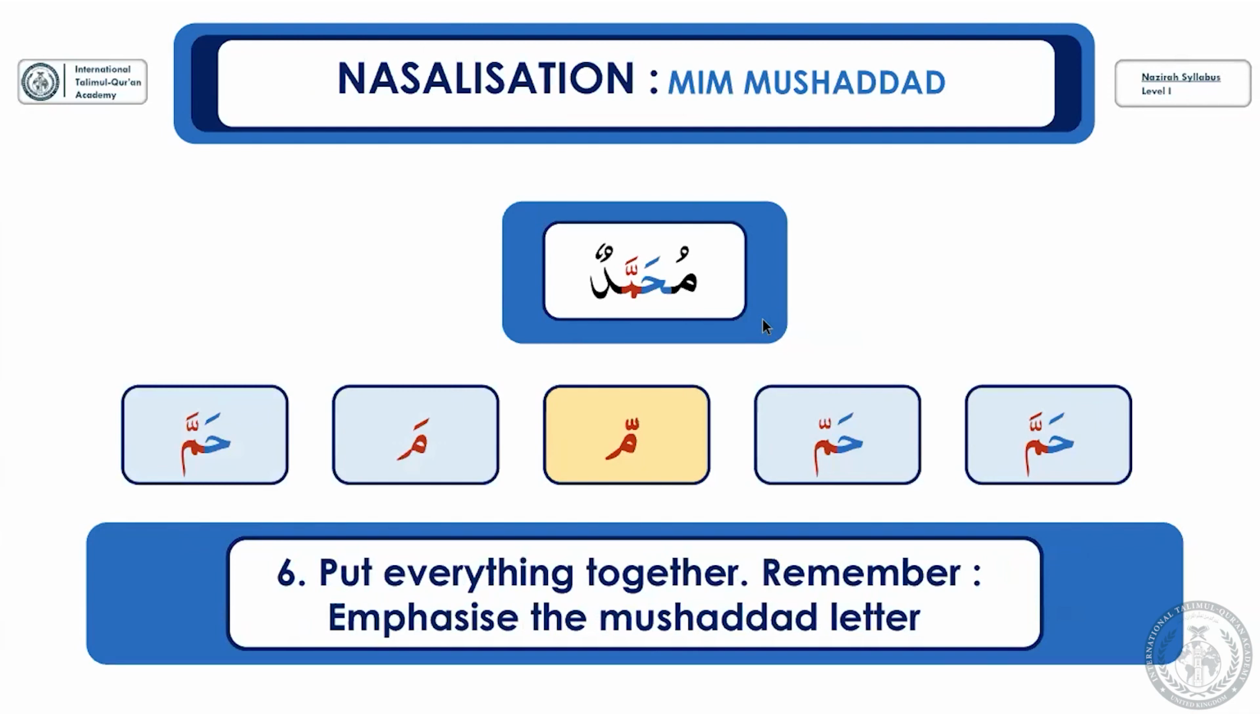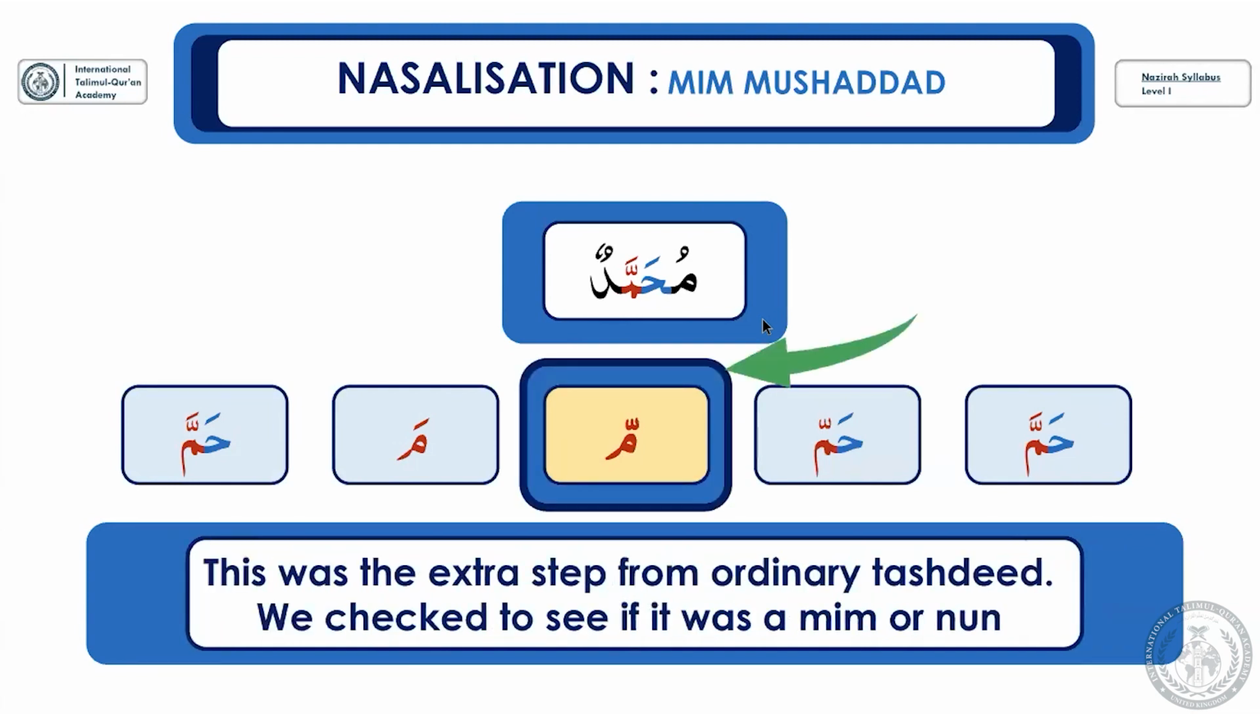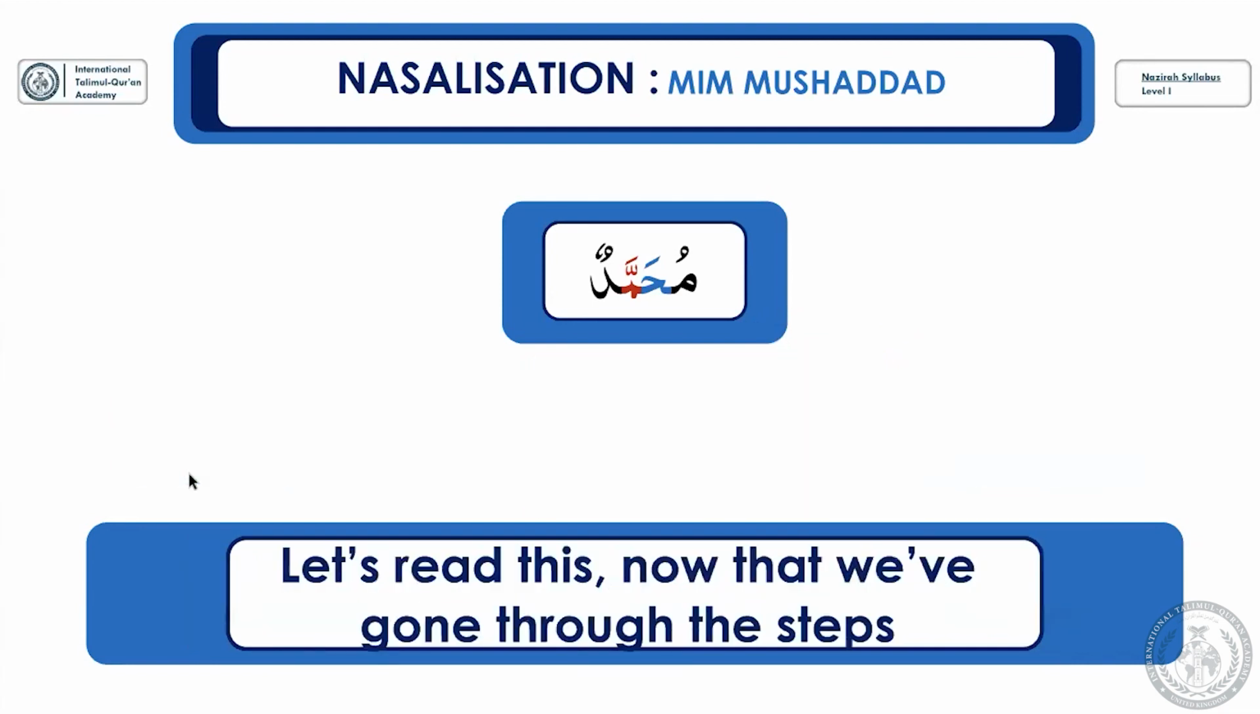Now we have to put everything together, remembering to emphasize the mushaddad letter and to make the Ghunnah sound as well. Okay? This was the extra step that was different to the ordinary tashdid steps. And that extra step is that we have to check if that mushaddad letter is a meem or a noon. And if it is, then we have to make the Ghunnah sound. So for example, over here, at the end, this final sound that we have to make is hamma. You can hear that I'm pressing down on the meem, and I'm holding that meem sound for about 2 seconds. Hamma. So rather than saying hama, I'm saying hamma. Okay? One more time. Muhammadun.